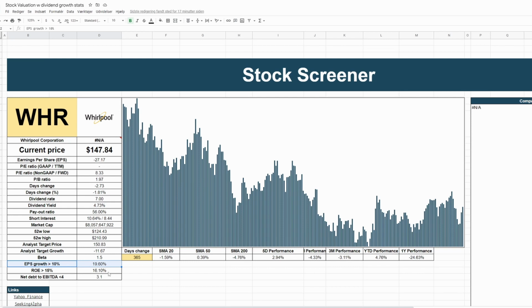and it's at 16. One thing I do think is a bit of a red flag here is the net debt to EBITDA. Even though I said below 4, 3.1 is a bit high, especially for a company where the capital is so driven by debt.